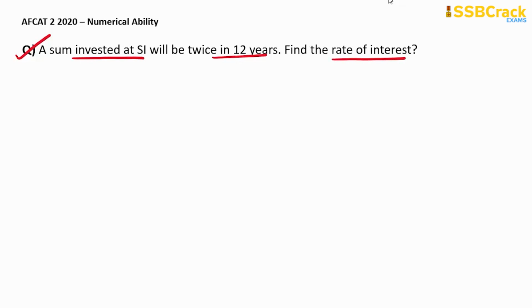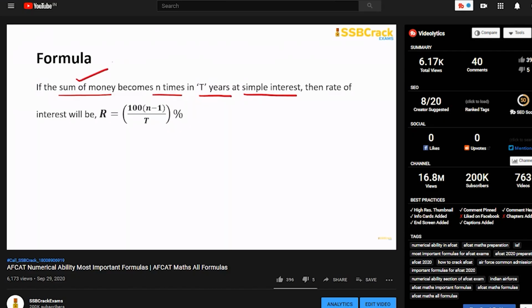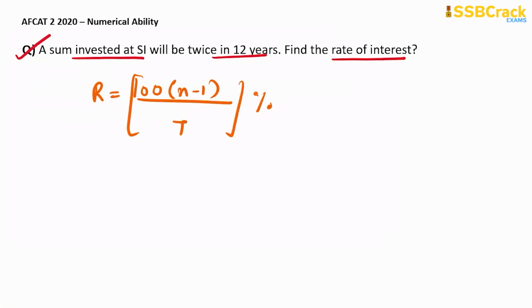So again, if you have seen the video of important formulas, you must know that there was a direct formula for this type of questions, and that formula is given by R is equal to 100 into (n minus 1) divided by t%. So if a sum is becoming n times in t years, then the rate of interest is given by R, and we can directly solve it by this formula. According to this question, t is equal to 12 and n is equal to 2, as the sum is getting twice of its original value.